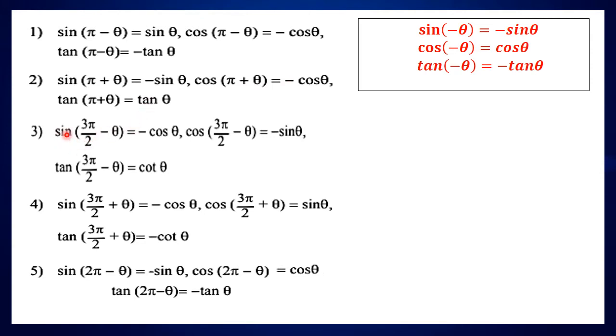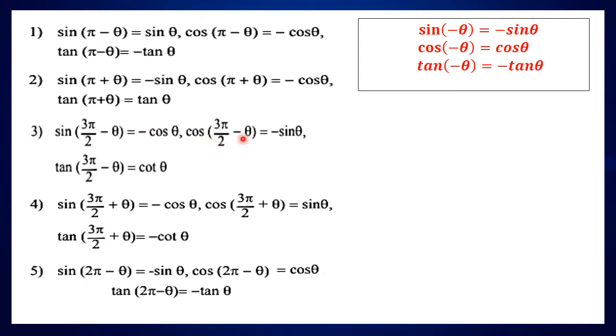Now the next one, sin 3 pi by 2 minus theta is minus cos theta, cos 3 pi by 2 minus theta is minus sin theta, and tan 3 pi by 2 minus theta is cot theta. Here 3 pi by 2 means an odd multiple of pi by 2. If it is an odd multiple, then the complementary function of the given function will come. The complementary function of sin is cos, and of cos is sin, the co-function. Sin 3 pi by 2 minus theta is in the third quadrant, and we know the third quadrant sign is negative, so the negative sign also will come along with this co-function.